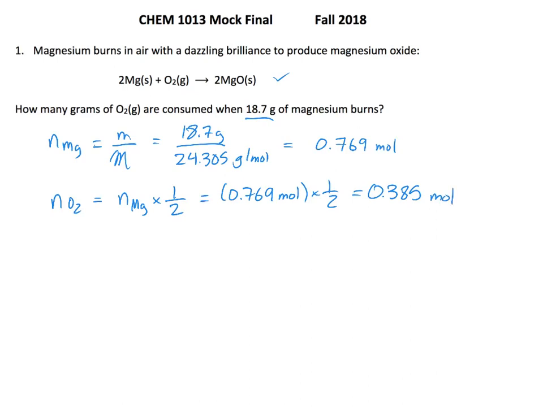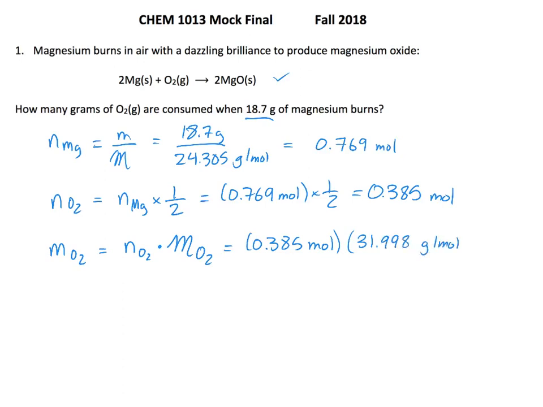Question wants the number of grams of oxygen, so we need to convert that moles into mass. So the mass of O2 is the moles of O2 multiplied by molar mass of O2, 0.385 mole, multiplied by the molar mass, which is 31.998 grams per mole, 12.3 grams.